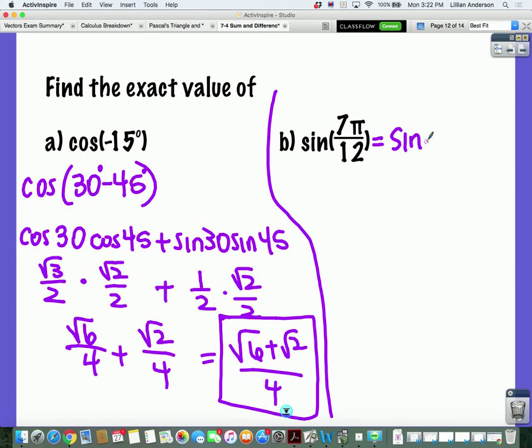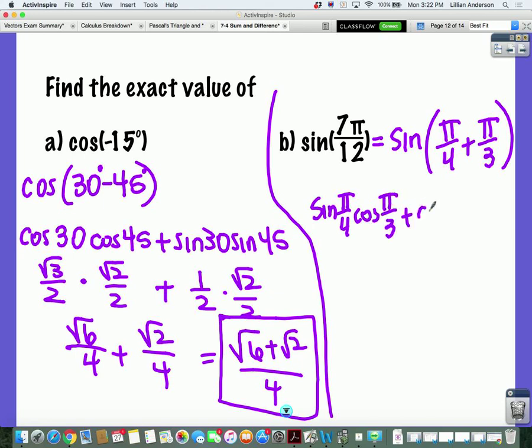Because at the end of the day, everything's going to simplify down to be a value from your unit circle. But you can use pi over 4 and pi over 3, and you can add them together. That gives you 7 pi over 12. Remember, common denominator, that's how you get 7 pi over 12. So then I can use that identity. Sine pi over 4, cosine pi over 3, plus cosine pi over 4, sine pi over 3. So again, two angles that will give me this measure here, and then I use that identity.